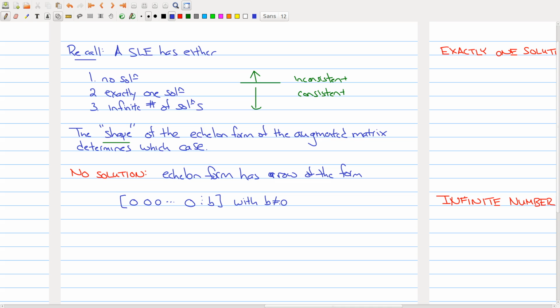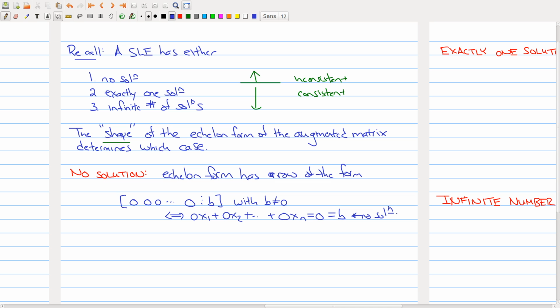And if you think about turning this back into equations, what this is saying is 0 times x1 plus 0 times x2 up to 0 times xn. That's all going to be equal to 0, which is equal to b, right? So there is no solution.